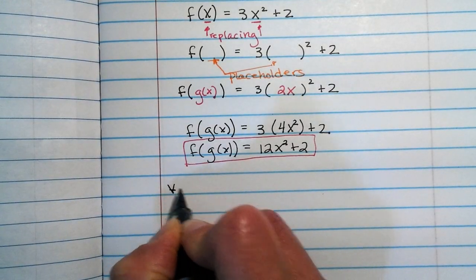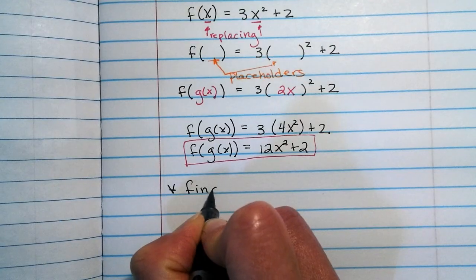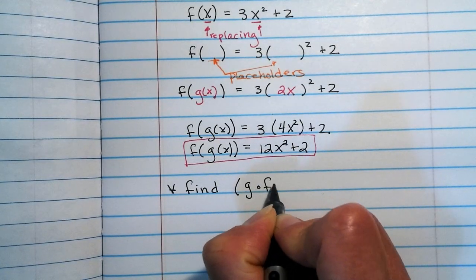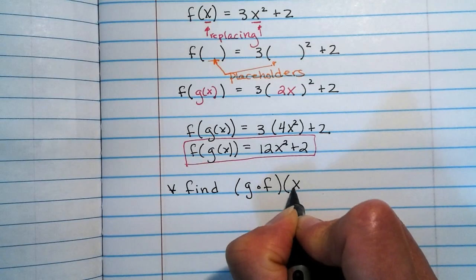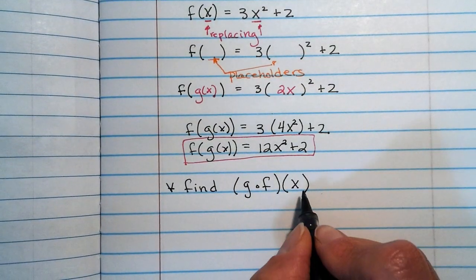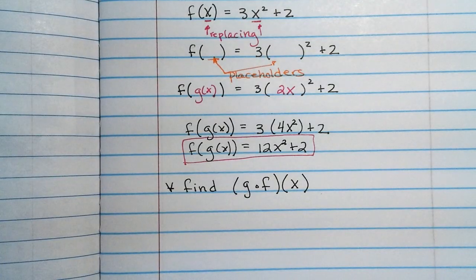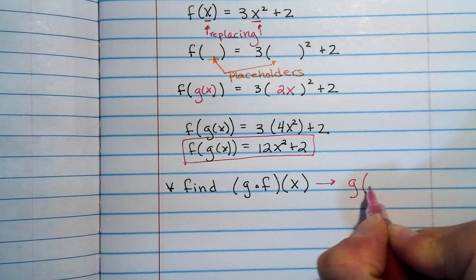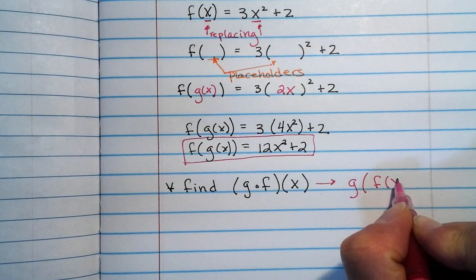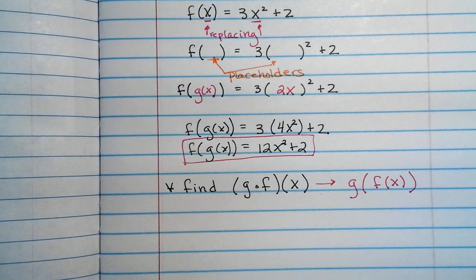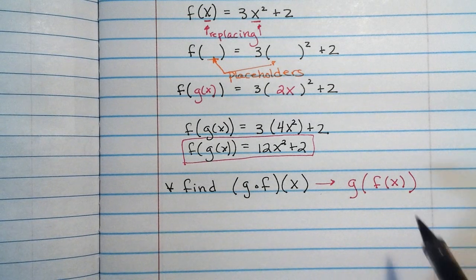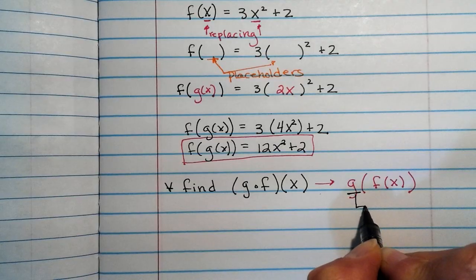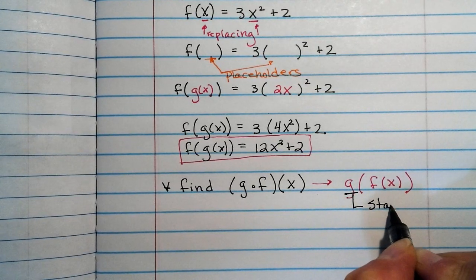I'm going to write this here. So now we're going to find g of f of x. So remember, the other way of writing this is g of f of x. I'm going to look for my outermost function first, because I don't have a number in here. So I'm going to start with the outermost function.